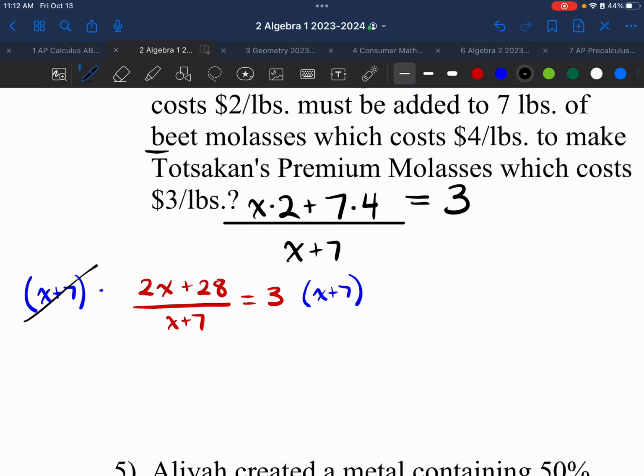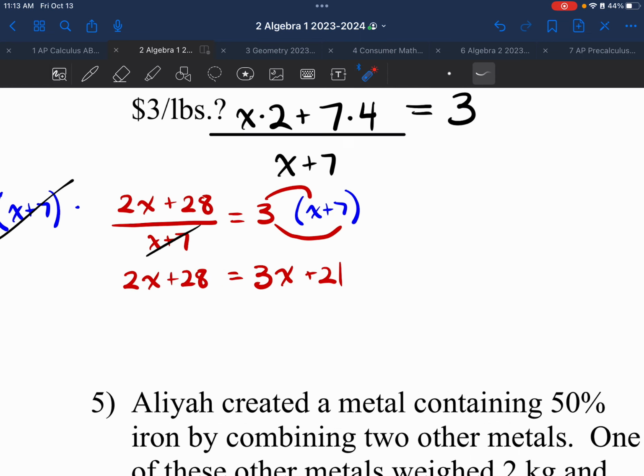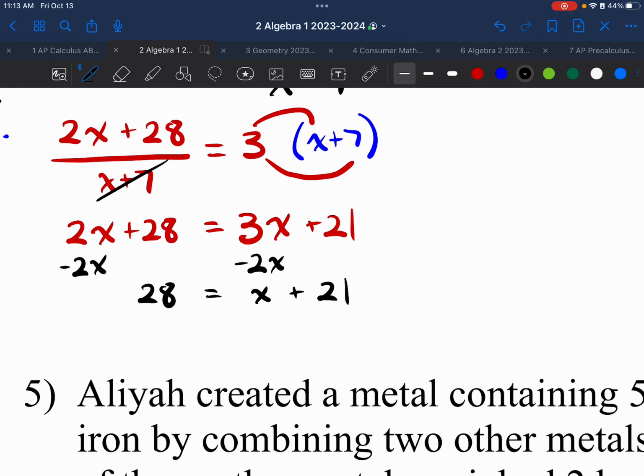When I do that, this x plus 7 and this x plus 7 cancel out, leaving me with just 2x plus 28. And that's going to be equal to, and I can distribute here, 3 times x plus 7, which is 3x plus 21. So I've now boiled down this gross fraction-y equation into a simple equation that I can solve from the very beginning of Algebra 1. Let's get rid of this 2x by subtracting 2x on both sides, leaving me with 28 equal to 1x, which is just x, plus 21. Then I'm going to subtract 21 on both sides, and that's going to give me x equaling 7.